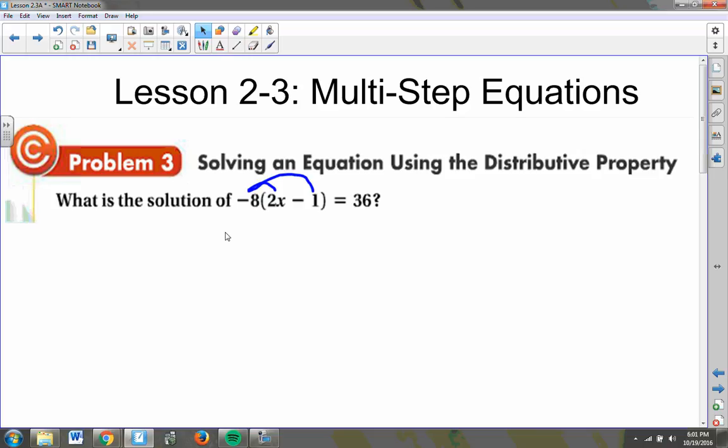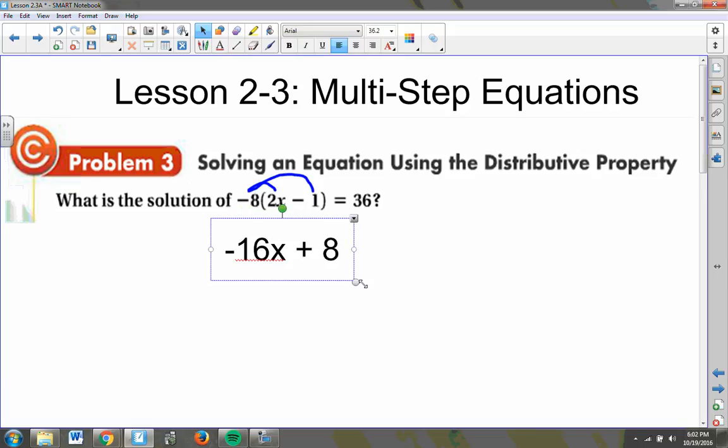So obviously the first part would be negative 8 times the 2x. Negative 8 times 2x is negative 16x. And then negative 8 times minus 1. Negative times negative makes positive, and 8 times 1 is 8. So the left side becomes negative 16x plus 8. It is still equal to 36.